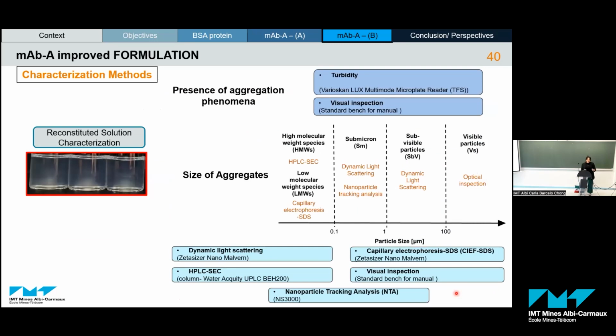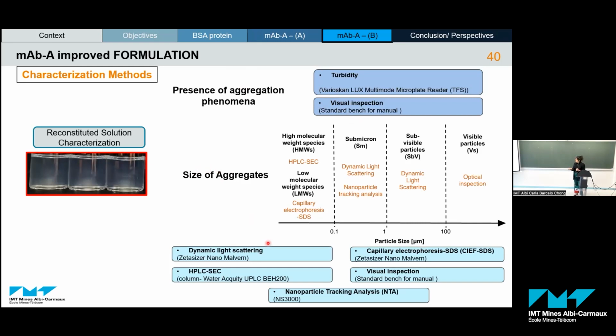In this part, we wanted to go more in depth in the analysis of the aggregation, and we studied the presence of aggregation phenomena, which was measured by using turbidity techniques and visual inspection for particles that are visible to the naked eye. As well, we analyzed the size of the aggregates present in the sample. We did it by using different techniques.